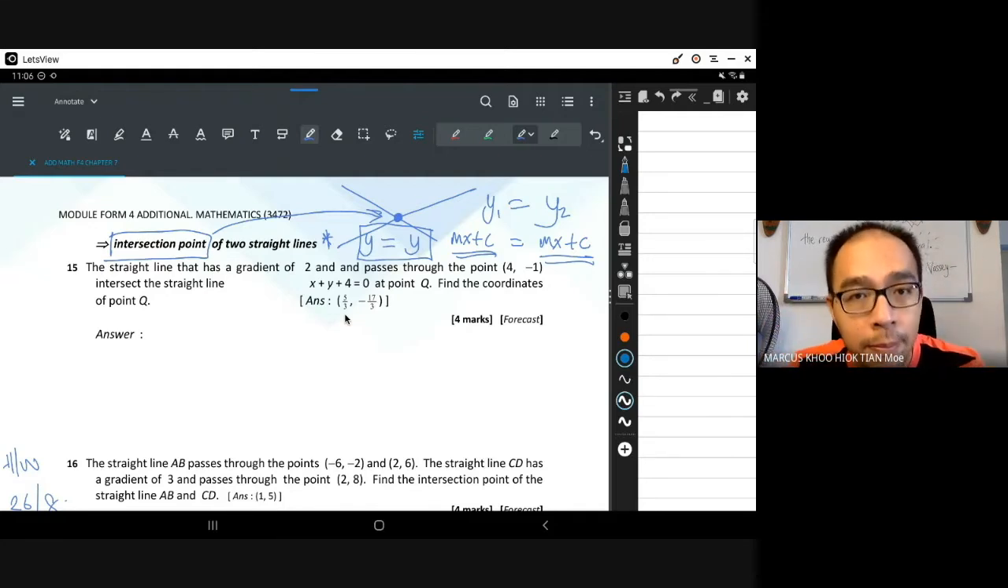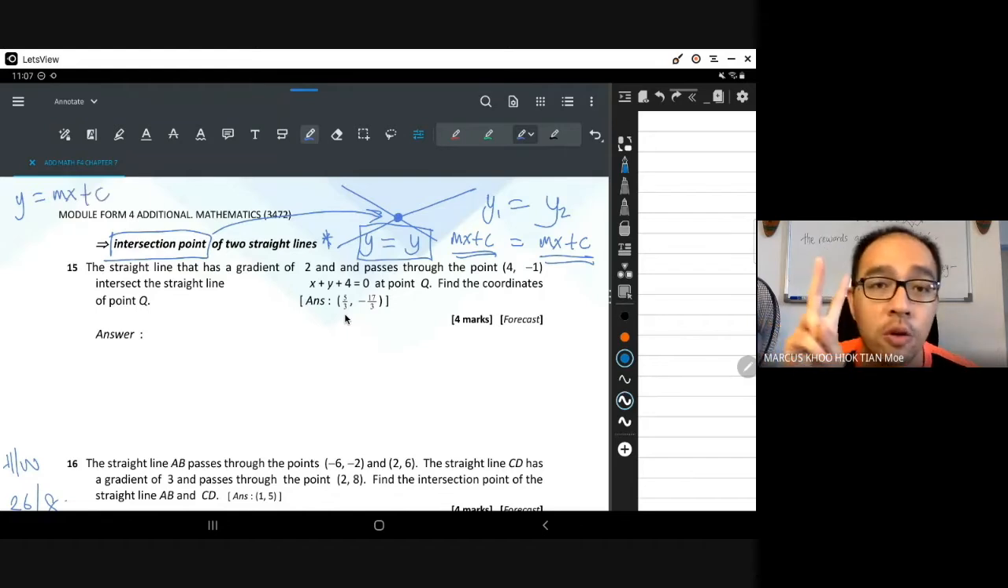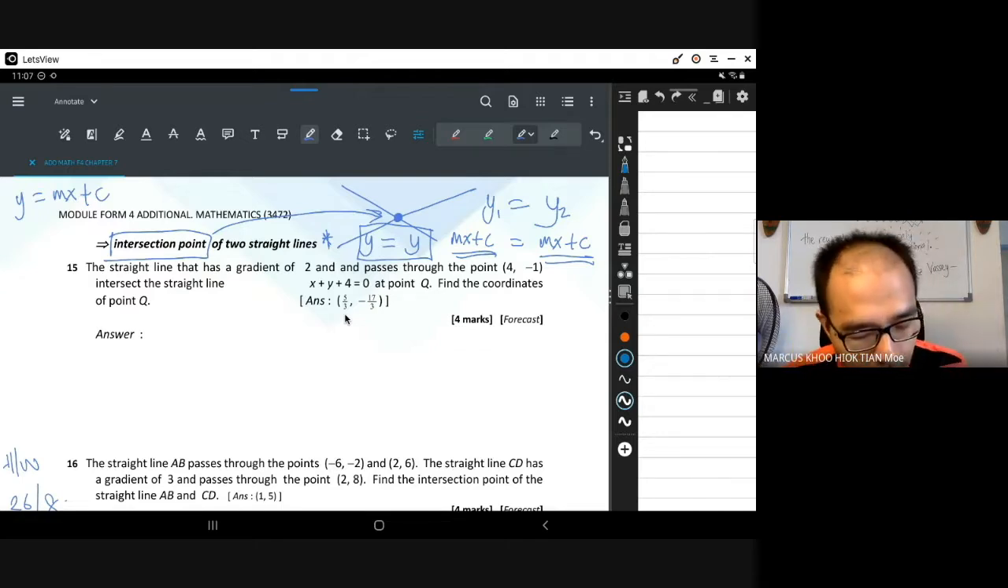So no matter what happens, you must use the equation of the straight line, y equals to mx plus c. You must have two lines where the equation is y equals to mx plus c, and then you equate them together. Okay, so let's begin.